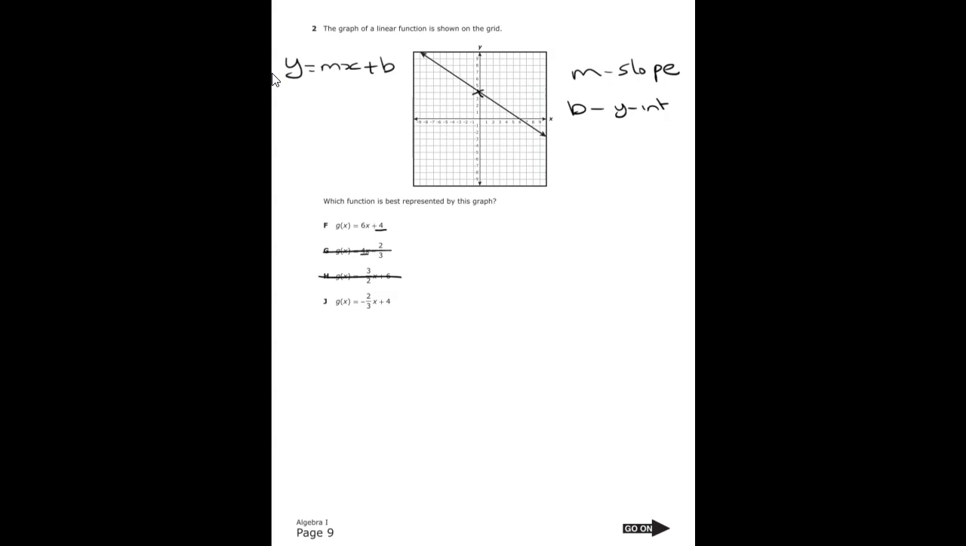It looks like a negative slope because it's sloping downwards. If you look at this, you have a positive slope, and over here you have a negative slope, and that is going to give you J as your answer.